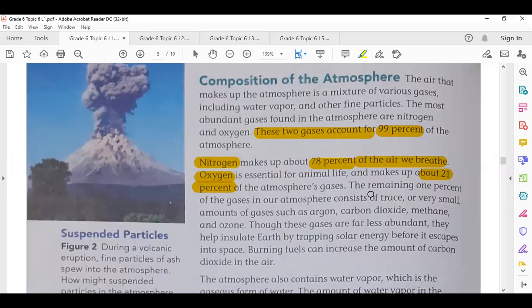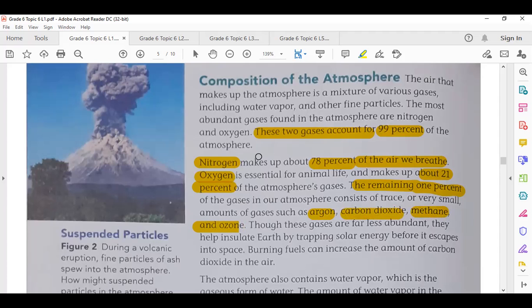Now, the remaining 1% of the gases in our atmosphere consists of traces. Trace means a very small amount. It is very small amounts of gases such as argon, carbon dioxide, methane, and ozone. Also, you can consider water vapor. Okay, so this is the composition of the atmosphere.